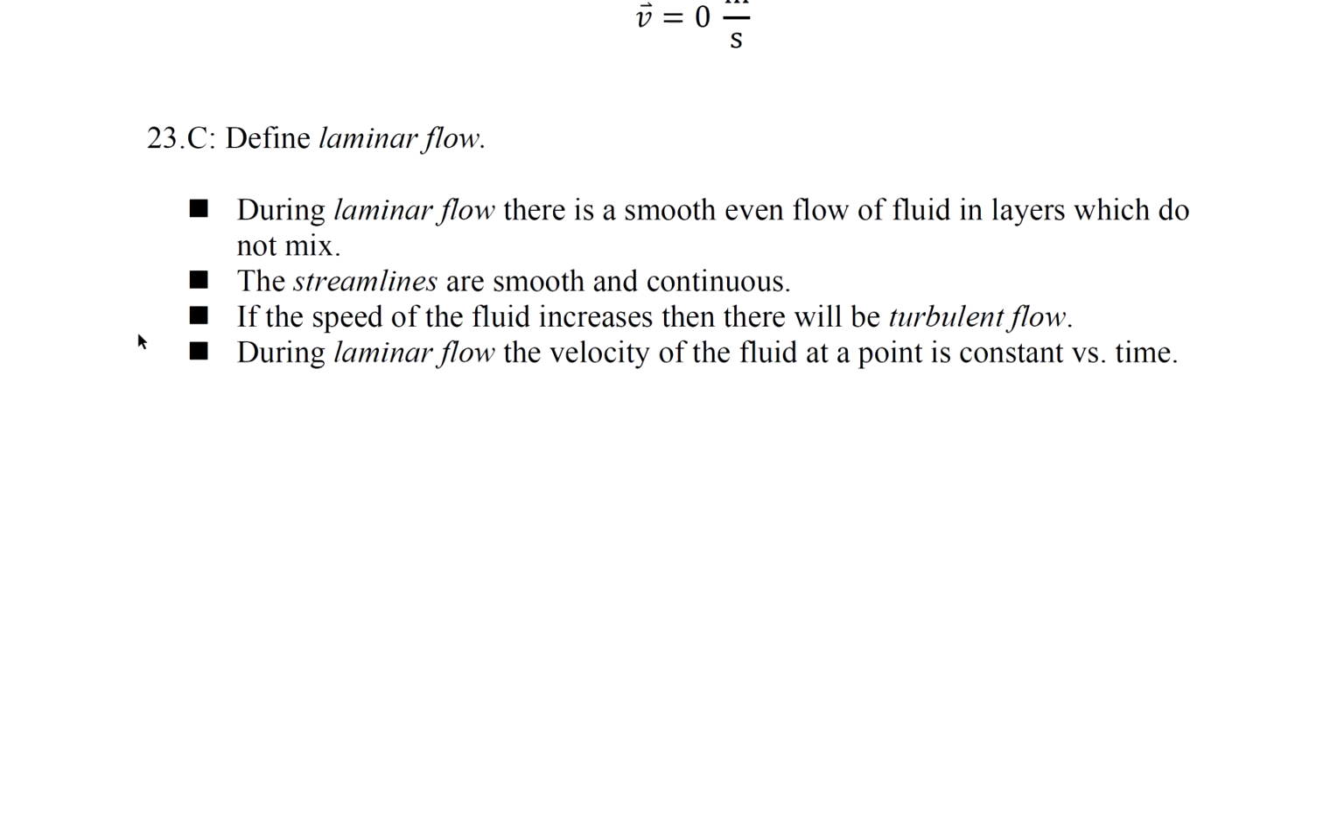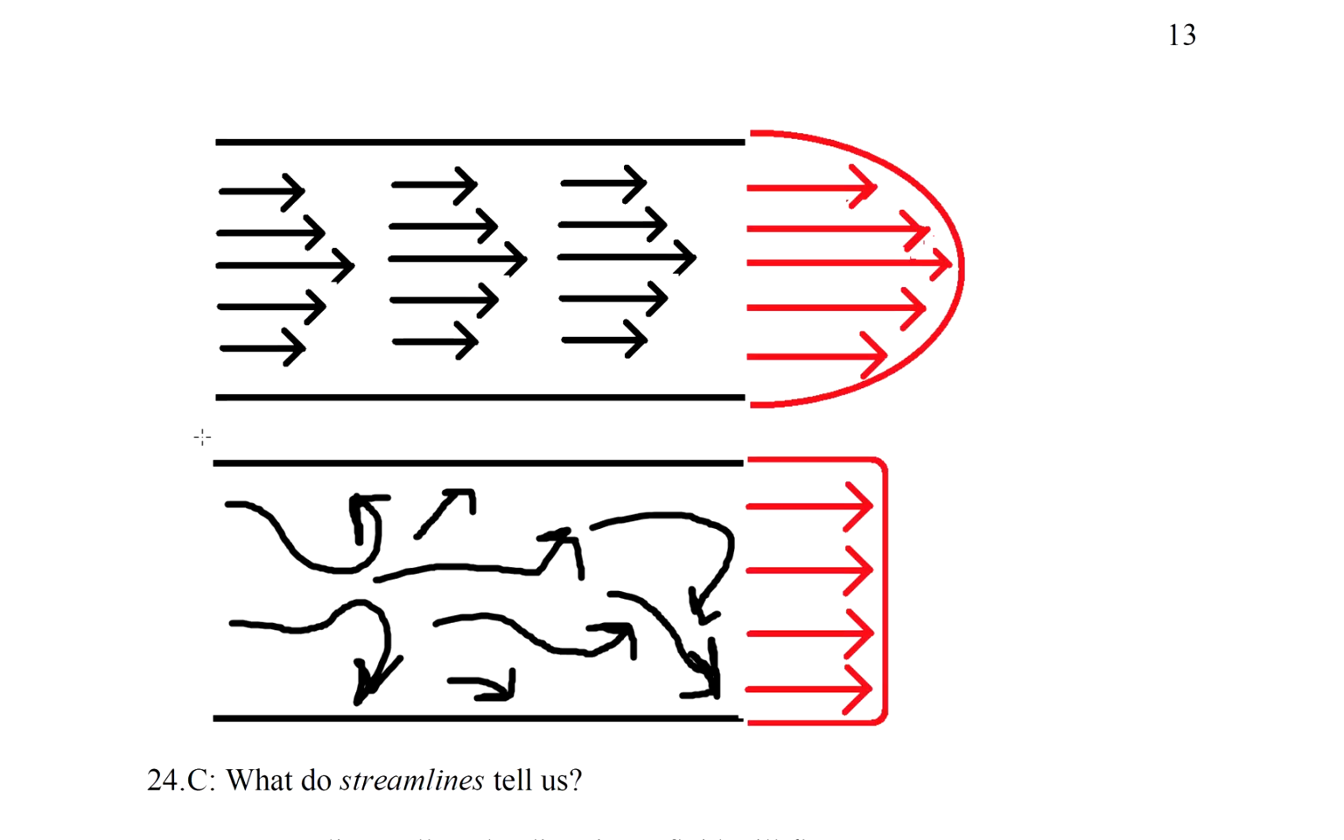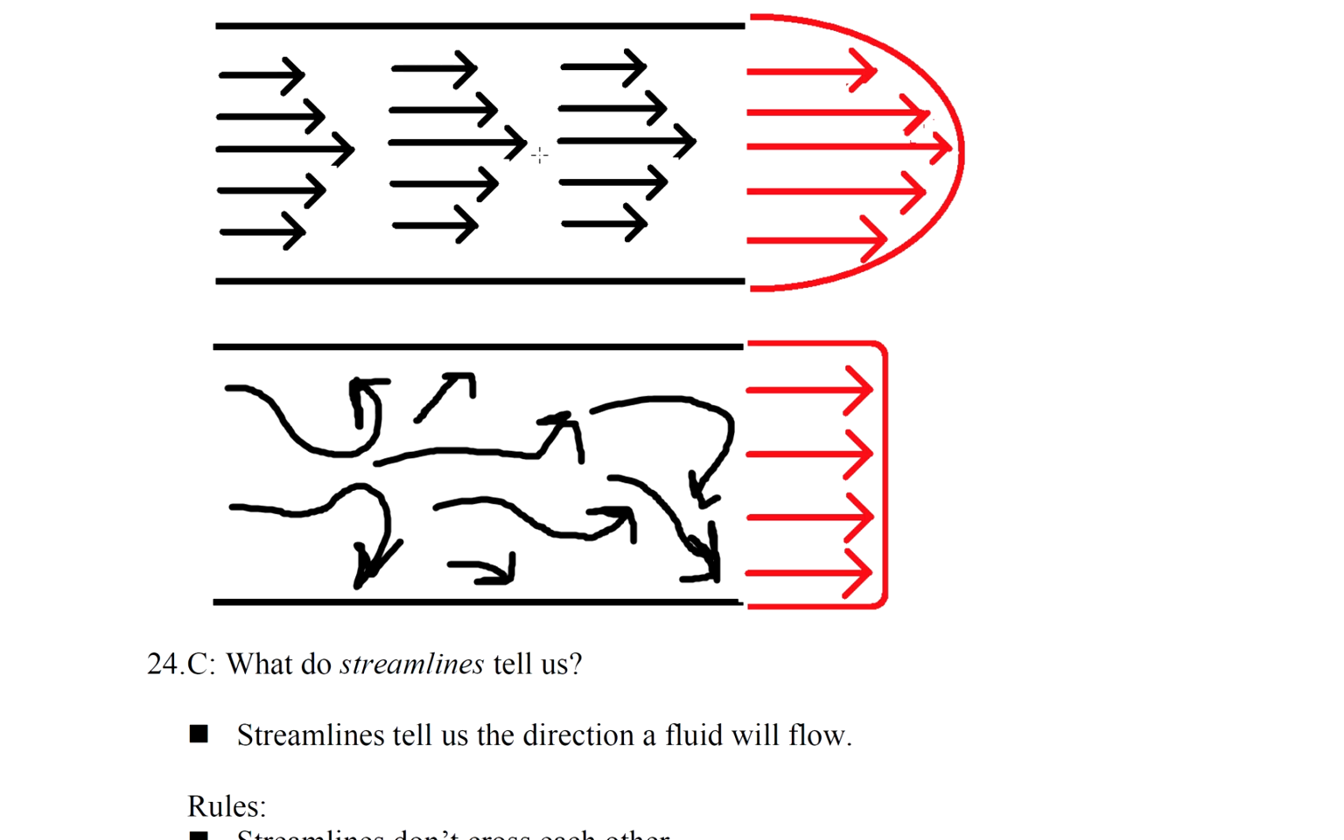Question 23. Define laminar flow. During laminar flow, there is a smooth, even flow in the fluid in layers which do not mix. The streamlines are smooth and continuous. If the speed of the fluid increases, then there will be turbulent flow. During laminar flow, the velocity of the fluid at a point is constant versus time. So laminar flow is the image on the top. These are also called streamlines.